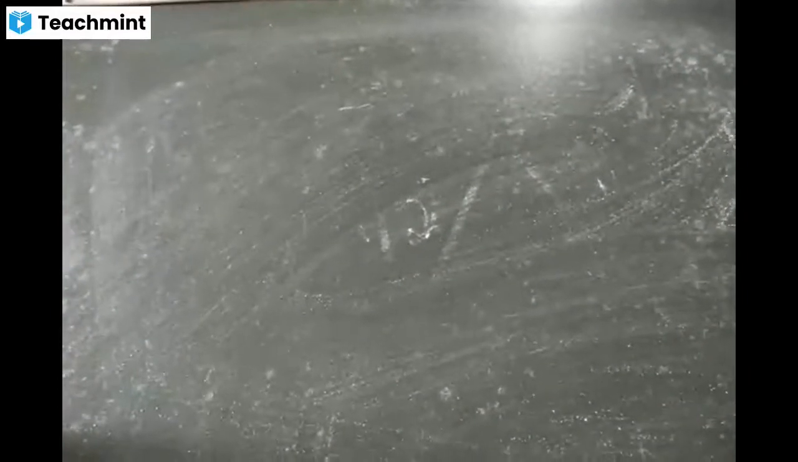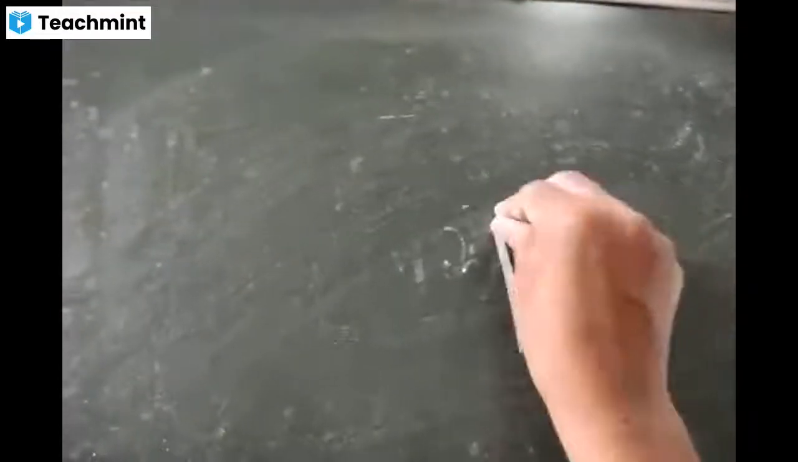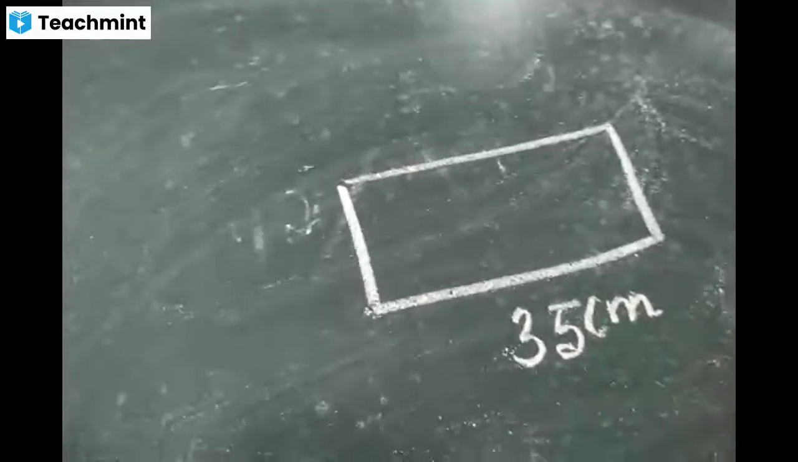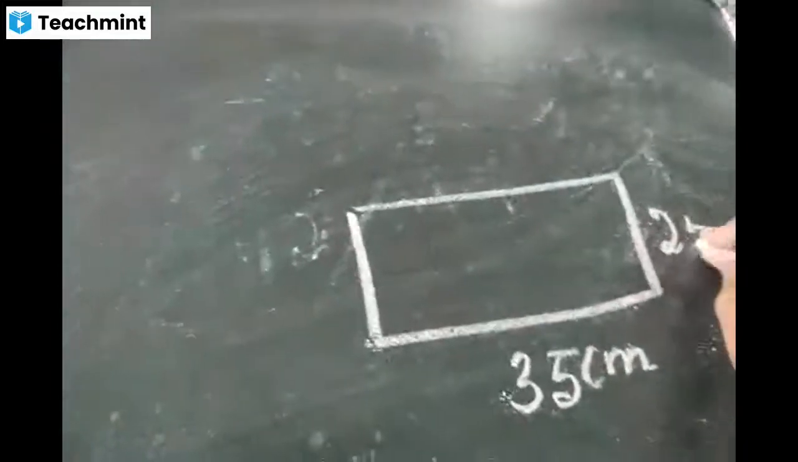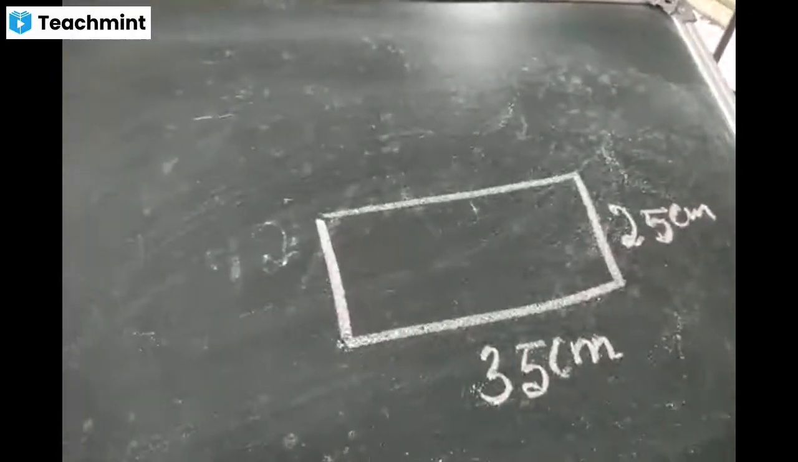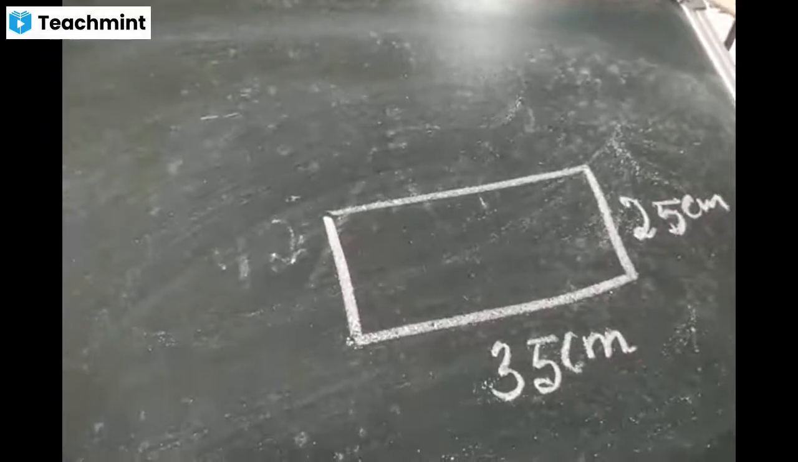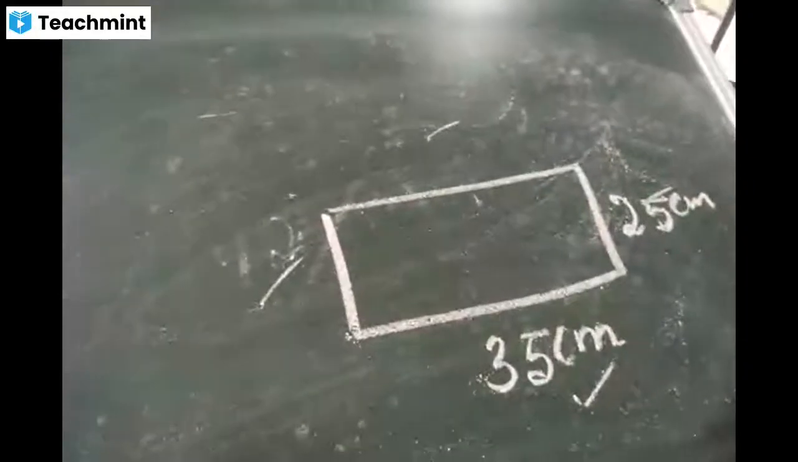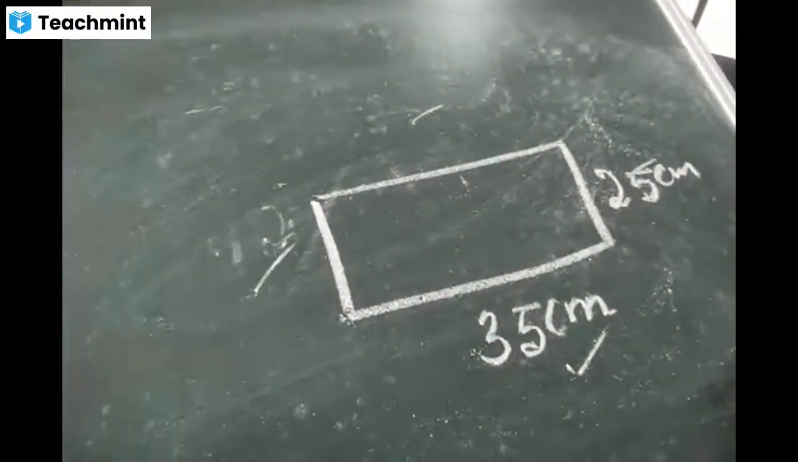10th question. The length of a rectangular sheet of paper is 35 centimeter. Rectangular sheet of paper, so we'll draw one rectangle. Length is given as 35 centimeter. Breadth is given as 25 centimeter. What is the perimeter of the paper? Perimeter means once again we have to add all the 4 sides. Otherwise, we have a formula for the perimeter of a rectangle.